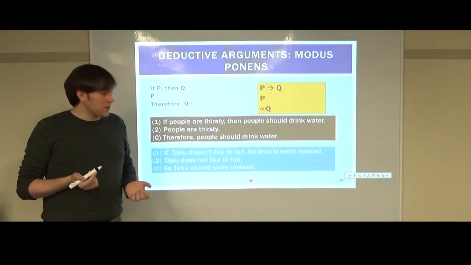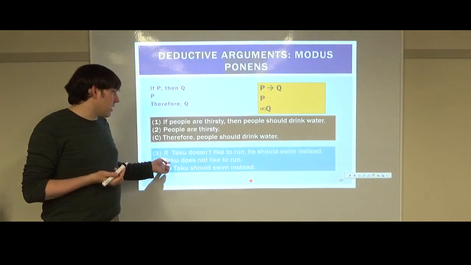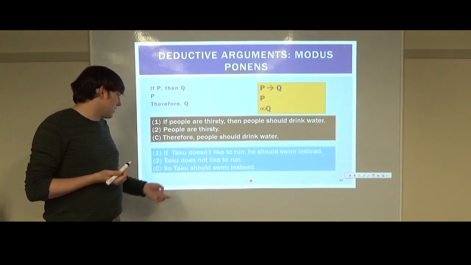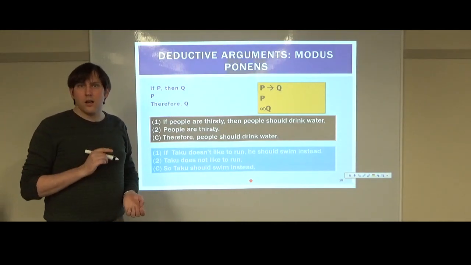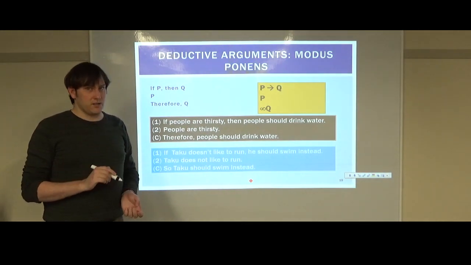So, let's look at the second one. If Taku doesn't like to run, he should swim instead. Taku doesn't like to run, so Taku should swim instead. So I've told you this is valid. Now let's see if we can prove that it's valid.